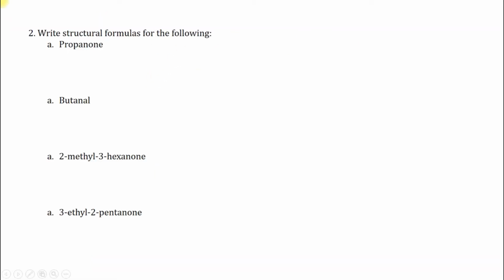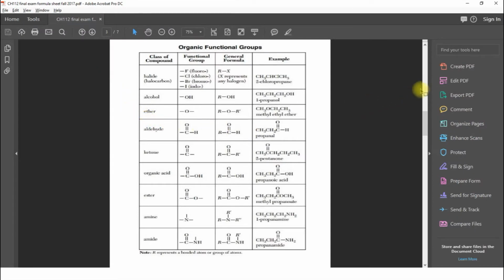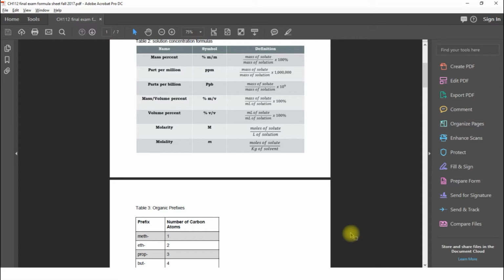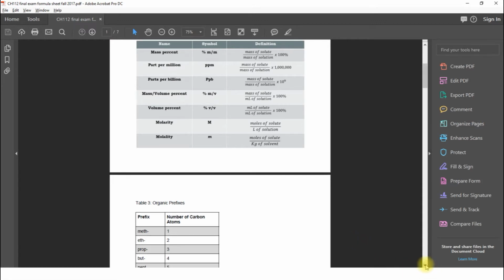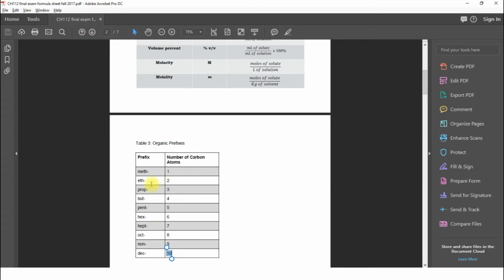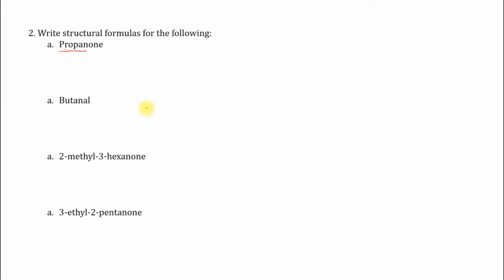Alright, so now the next kind of question goes the other way. We're starting with a name, we have to draw a structure. So propanone, okay, so prop always means the same thing, and if you can't remember what it means, use your handout, right? So the prefixes are listed on the page prior to our organic functional group. So prop always means 3. So we're going to start out with 3 carbons in the chain.